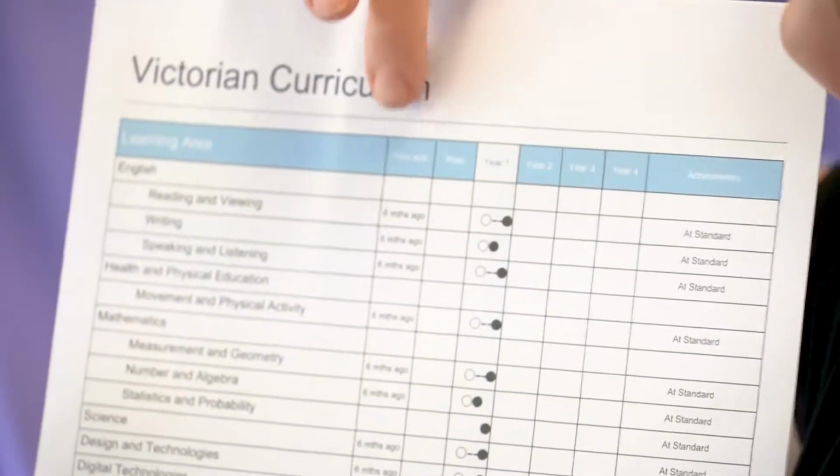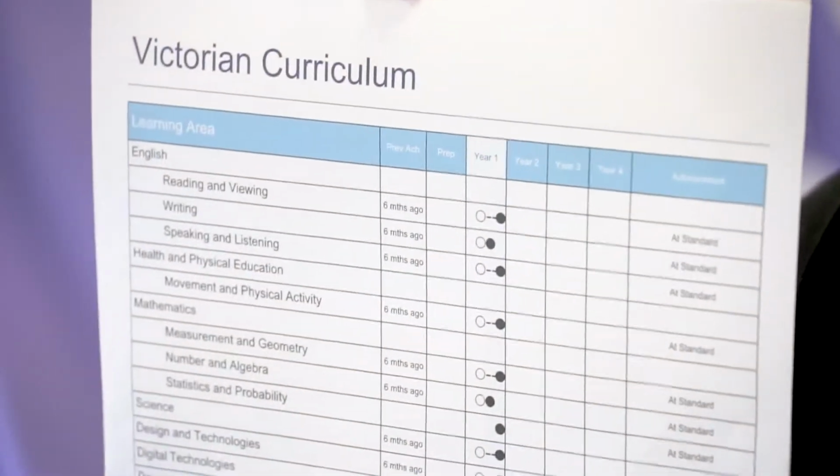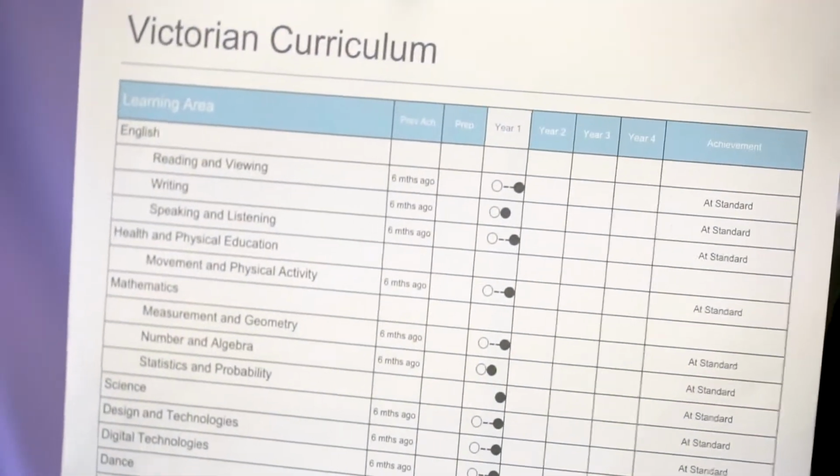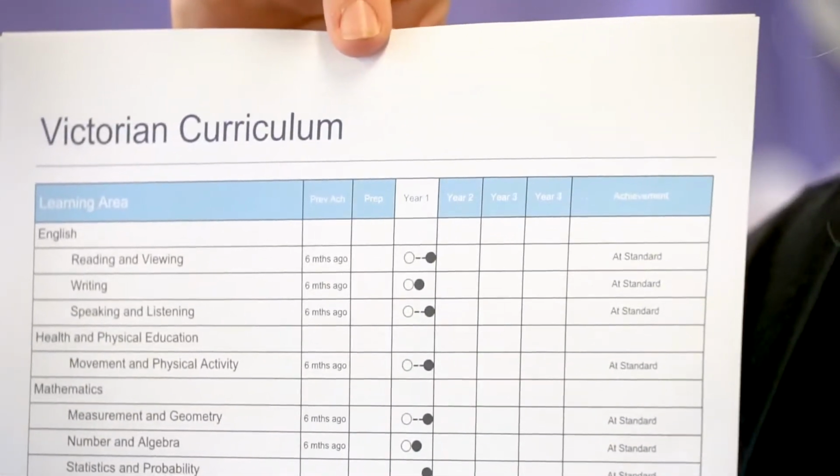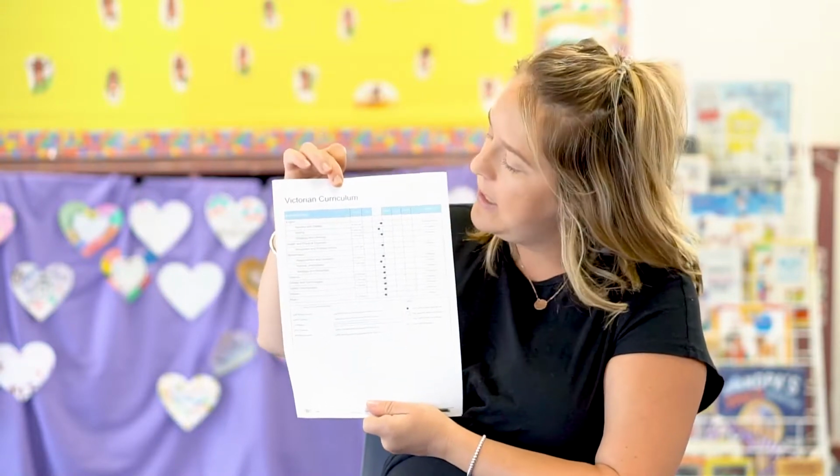So you will notice that in this first column here, it talks about previous achievement. So this is when was the last time the student was marked against this curriculum standard. So you can see here it was 6 months ago. For some of our subjects in the humanities, such as history and geography, you might see that that's 12 months ago, depending on where that falls in our curriculum sequence.